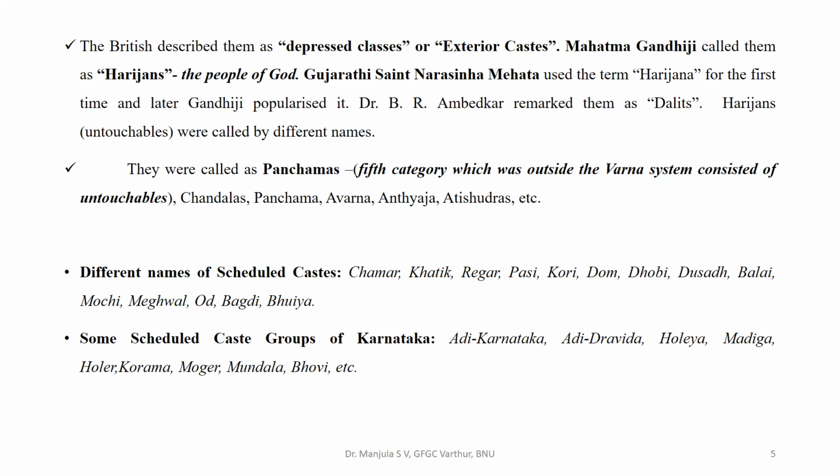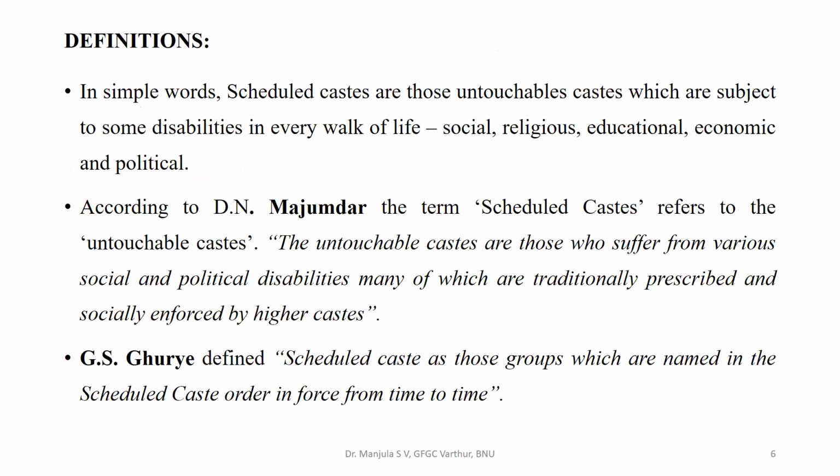Buya. Some other caste groups of Karnataka. The scheduled caste groups in Karnataka are named Adi Karnataka, Adi Dravida, Holaya, Madiga, Holer, Korma, Moger, Mundala, Bhovi, etc. Now let us look into the definitions of scheduled caste.